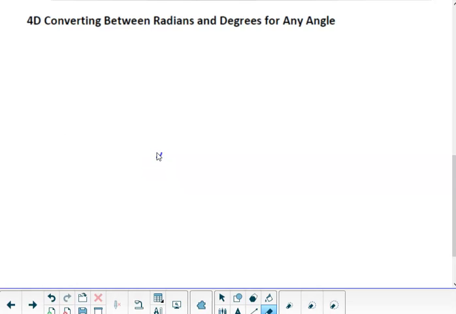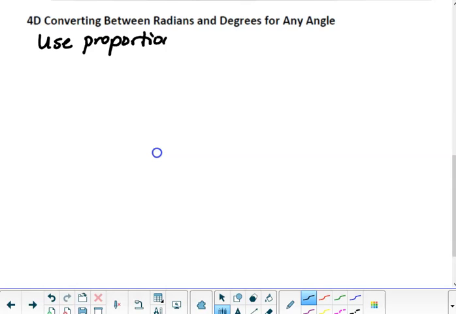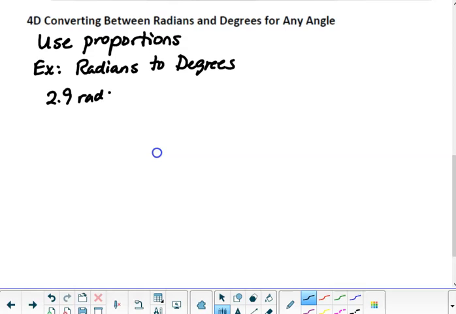What if I want to convert between radians and degrees for an angle that is not a special angle? Well, to do that, we're going to use proportions. Let's say that I want to go from radians to degrees, and I have an angle that is 2.9 radians, and I want to know how many degrees it is. What I can do is set up a proportion.